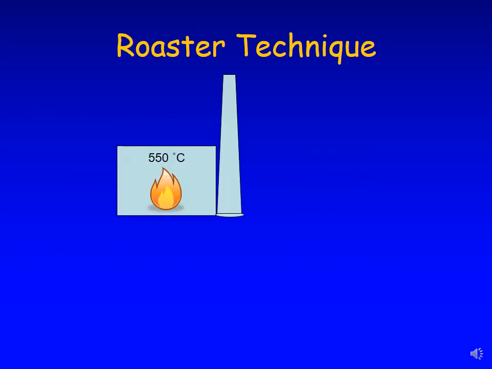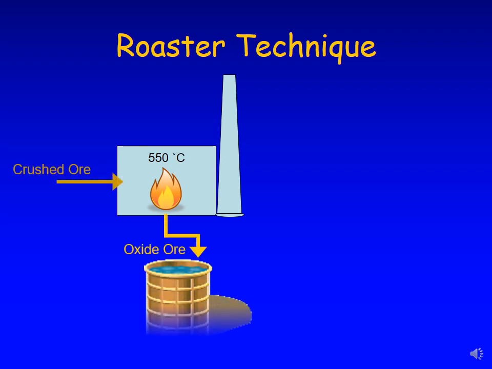The roaster is the one that I was referring to that has the highest potential for atmospheric emissions of mercury. It basically puts the crushed ore into a furnace and roasts it at 550 degrees C. That breaks down the matrix itself, and you can extract the gold using a cyanide solution from the oxide ore that's been treated in this manner.